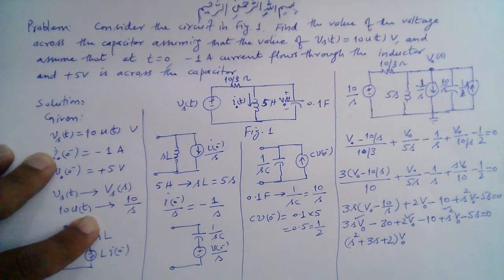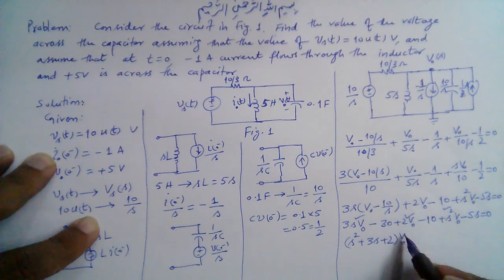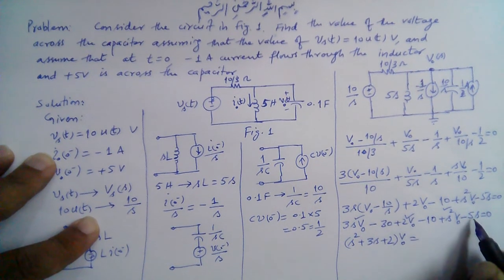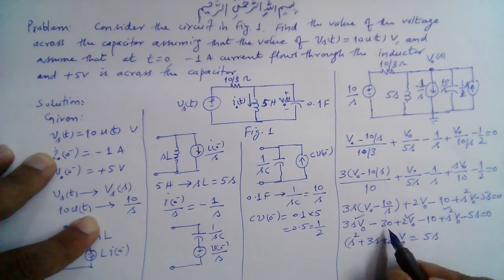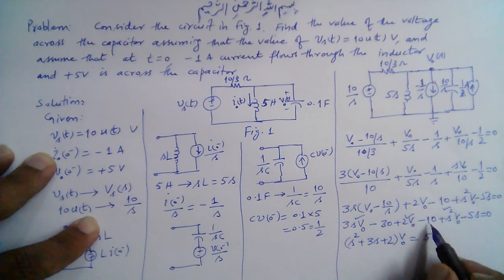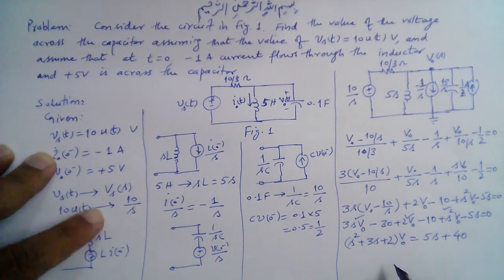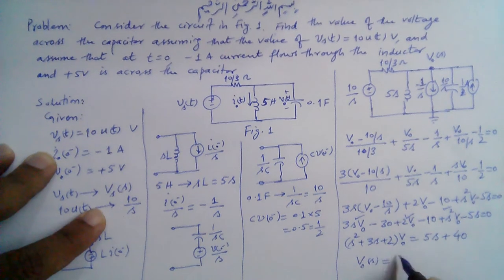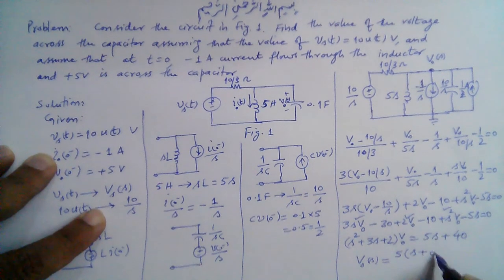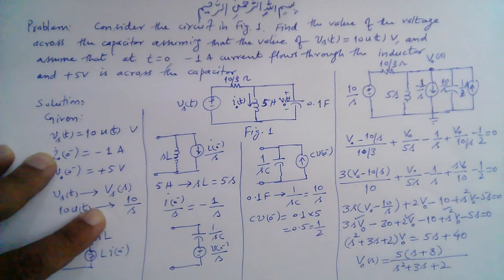Then we have the constant terms. We will take it on the other side. So that is 5s, minus 5s here, and on the right side this will be plus 5s, and minus 30 and minus 10, that is minus 40, and this will be plus 40 here. So we can write v naught of s is equal to 5 into s plus 8 divided by s square plus 3s plus 2.